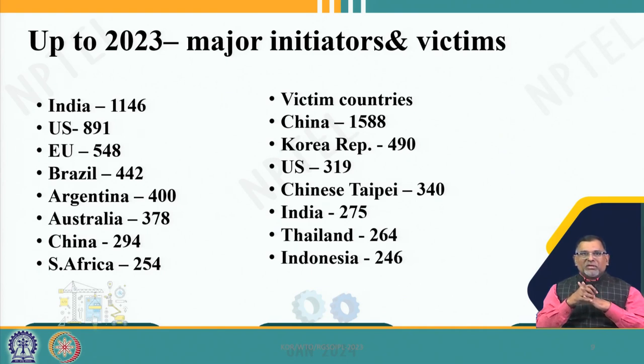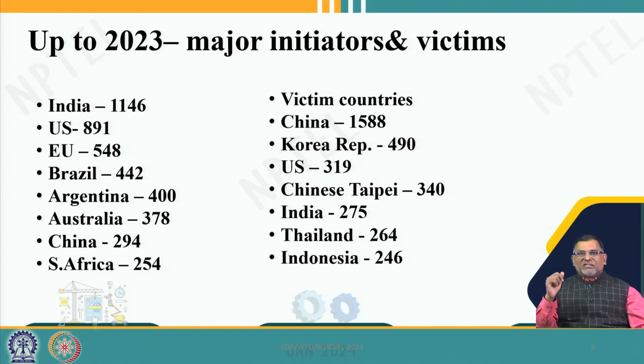So, the US has initiated 891 cases. At the same time, all other countries have filed only 319 cases against the US. And very small countries like Chinese Taipei have faced 340 cases. And India, a champion of anti-dumping actions, initiated 1,146 cases against other countries. At the same time, other countries imposed anti-dumping duties on India in only 275 cases.